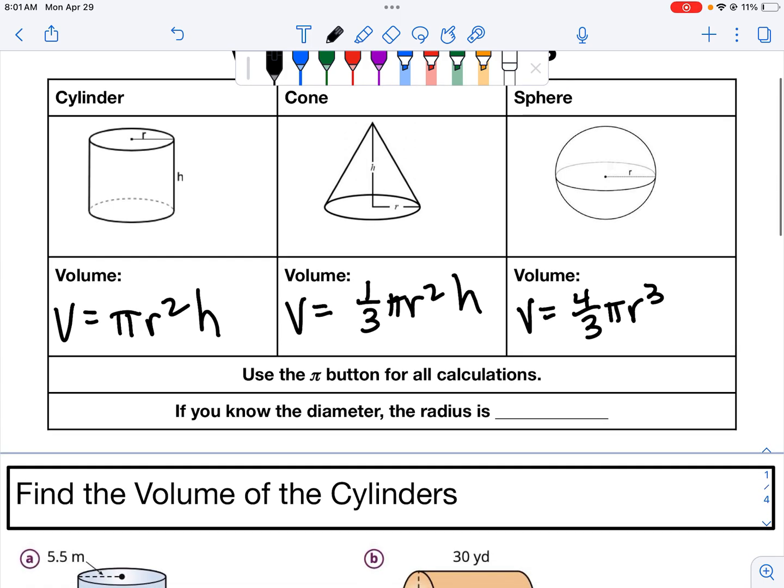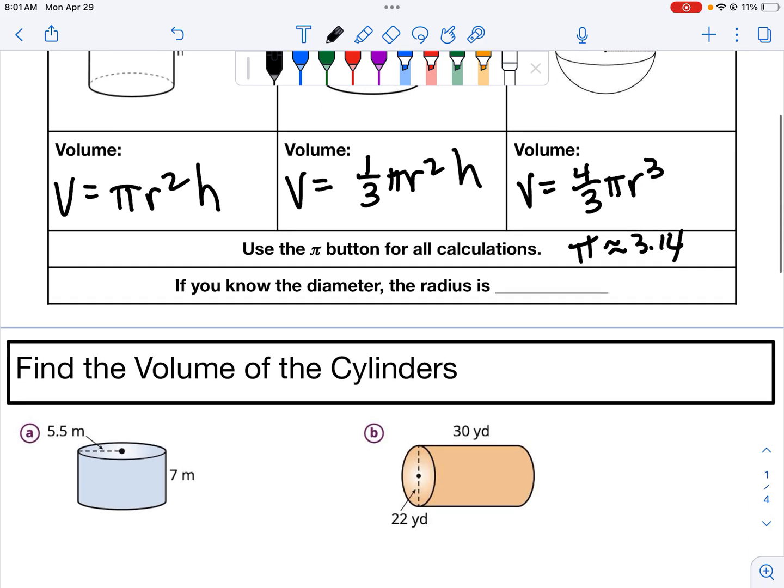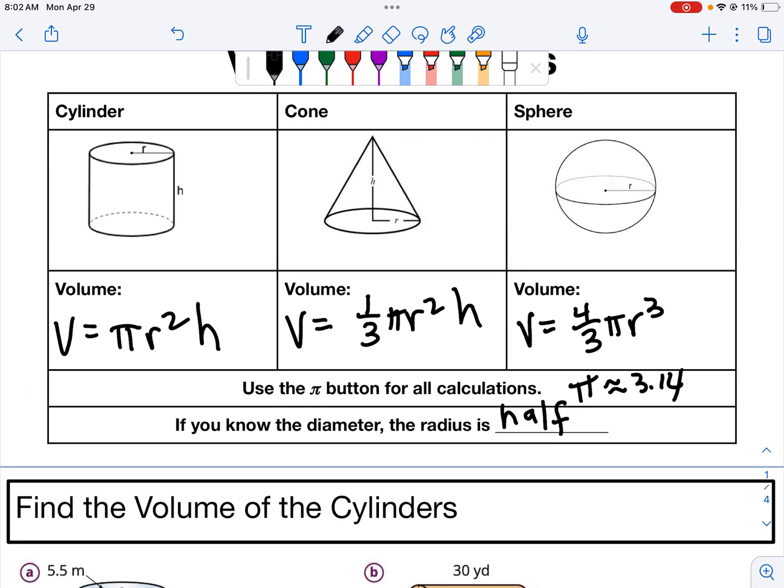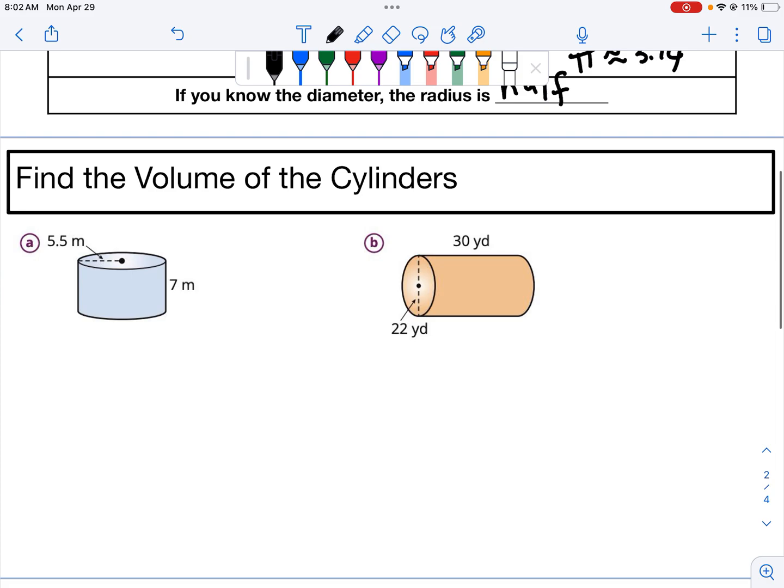We are going to use the pi button for all of our calculations, unless sometimes you'll get to a problem and it'll say use 3.14. Because remember, pi is equal to about 3.14. It is not exactly equal to 3.14, but 3.14 can be a good estimation. If you know the diameter, the radius is half. Remember from your 7th grade math, the diameter is all the way across the circle. The radius is just to the center.